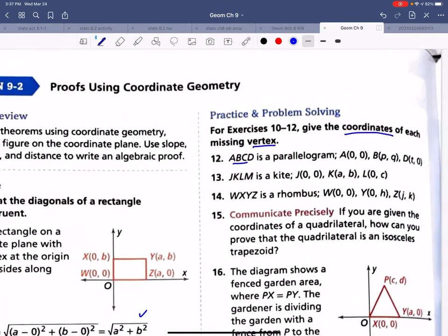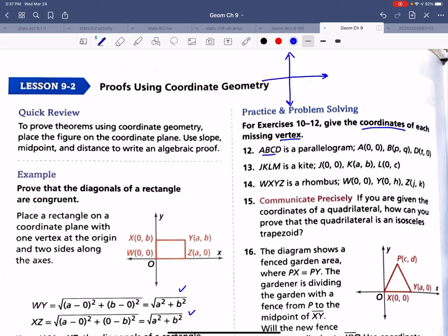So if ABCD is a parallelogram, and we get to start at 0, 0, that's nice. And let's say B is some answer where you went over P and up Q. All right, I went over P up Q, and D is T, 0. So that's this whole width T. Then we know the last coordinate here, so we have A, B, and D. The missing coordinate C has to be here at height of Q, right? We did go up Q to get there, and we went over T plus this P. So our coordinate would be T plus P, Q.